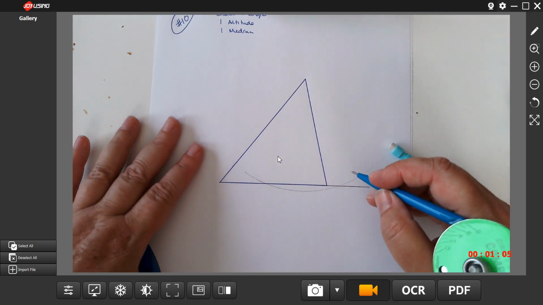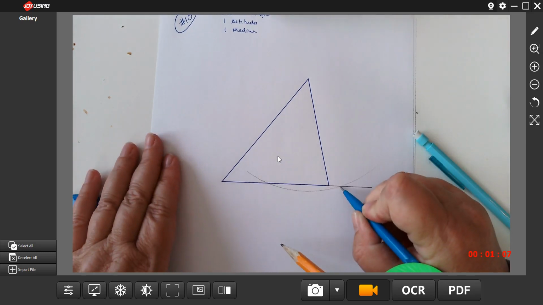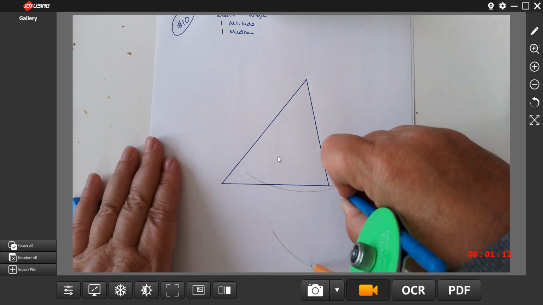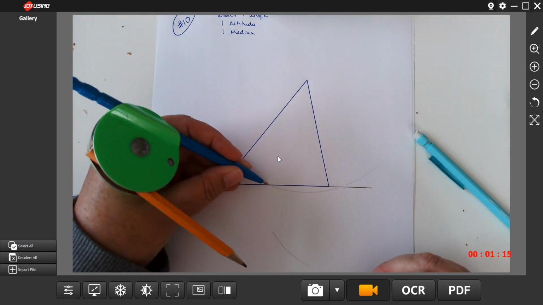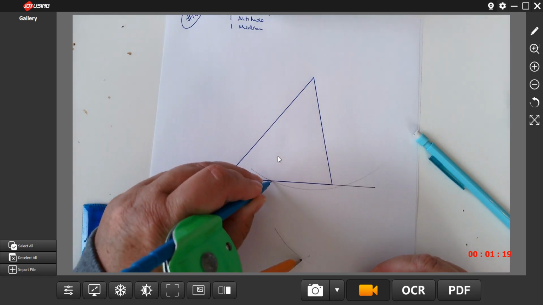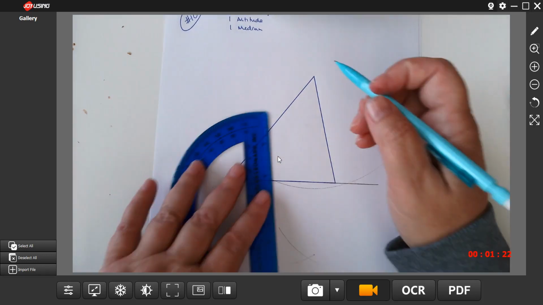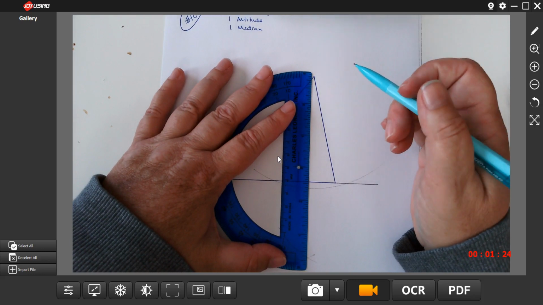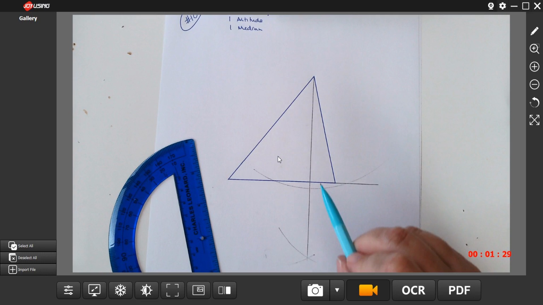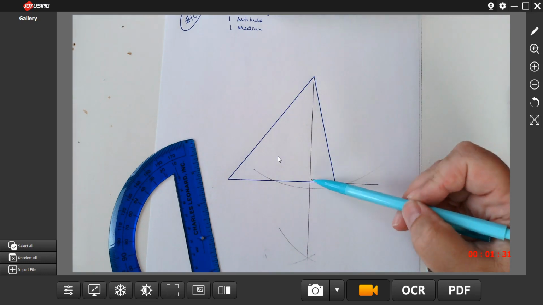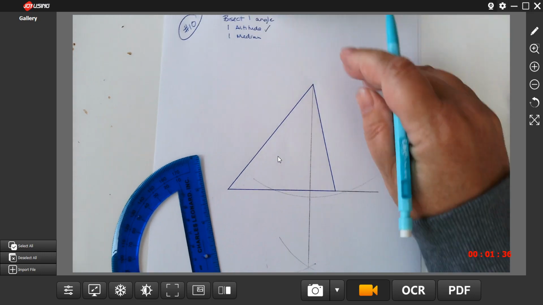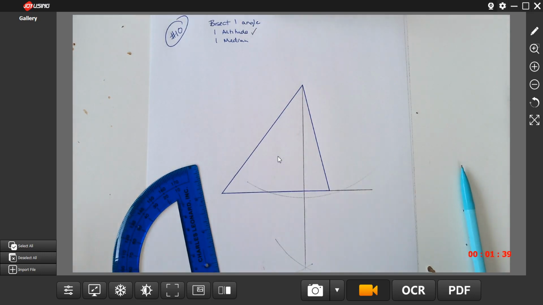I'm going to go down below, put my point on my point of intersection, and swing an arc. Go to my other point of intersection, and swing an arc. I should put my glasses on. There we go. Now I can draw in my altitude. Alright, so there's my altitude. It's gone from the vertex and it meets the opposite side at a 90-degree angle. Now I want to do an angle bisector.